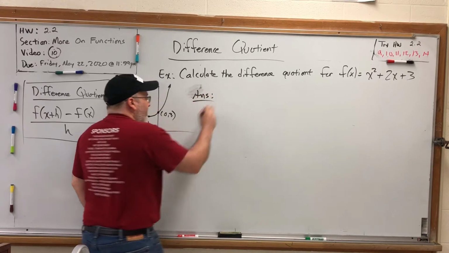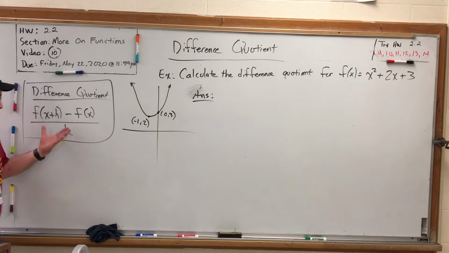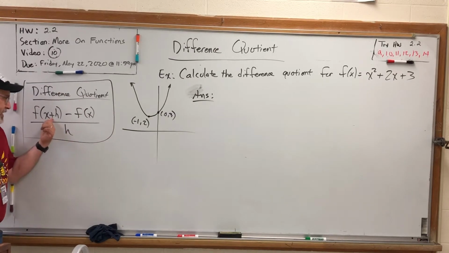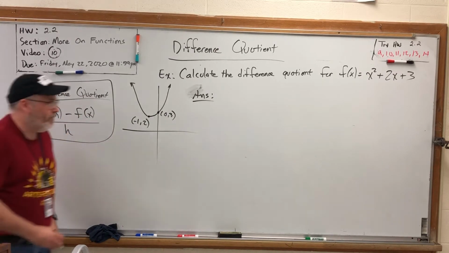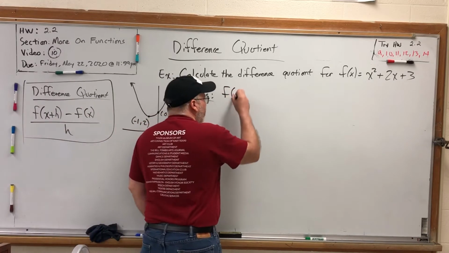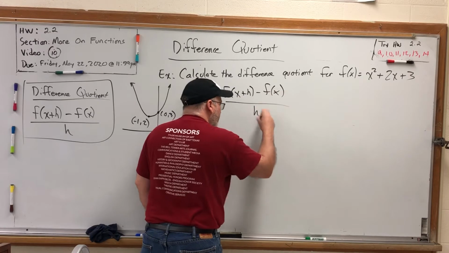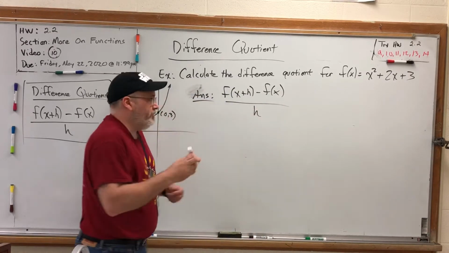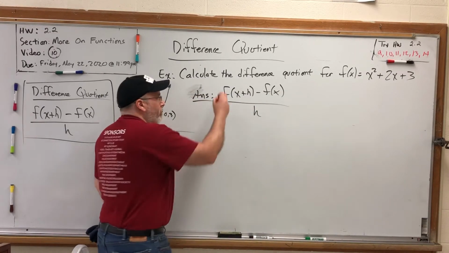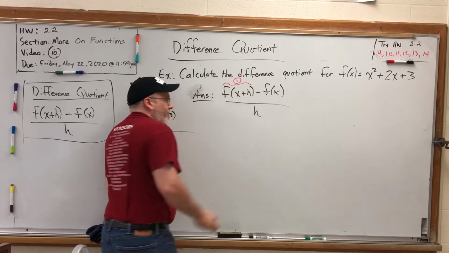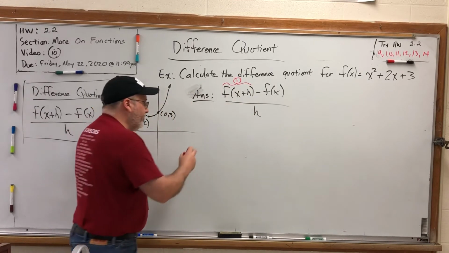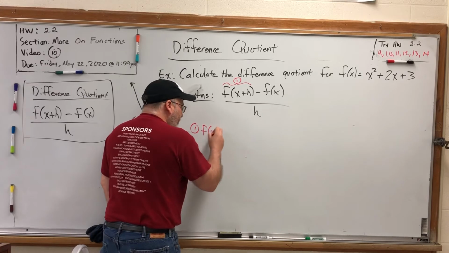Remember, by definition, a difference quotient is this expression, f of x plus h minus f of x over h. So let's go ahead and just write that generically. That's a good start. And the hardest part about difference quotients, at least at this level, is calculating f of x plus h. So let's take that out to the side and work it individually.